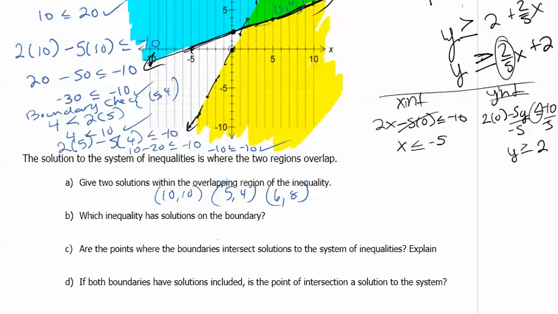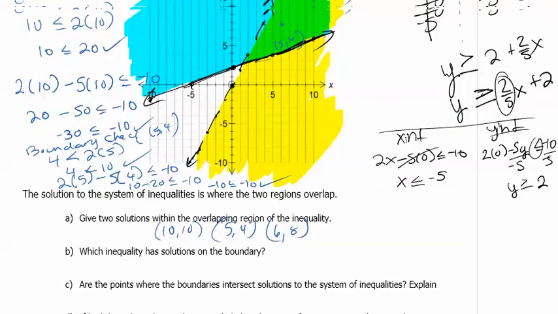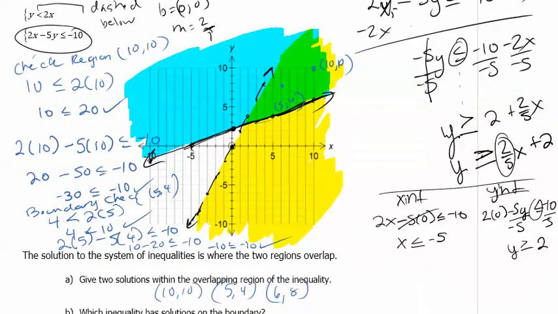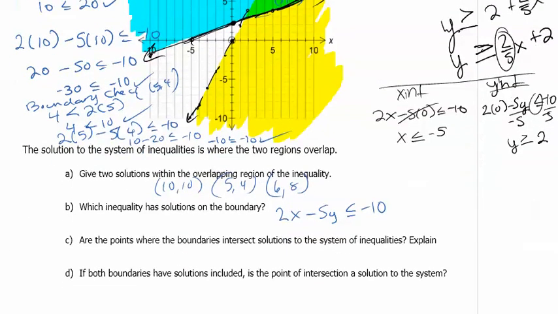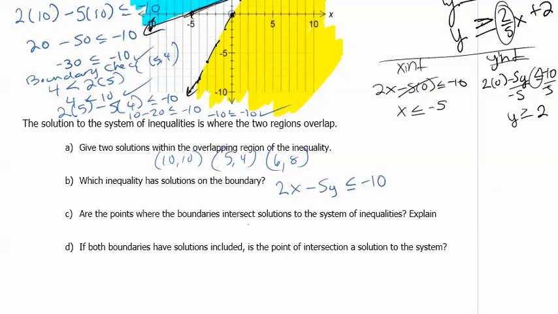Which inequality has solutions on the boundary? Well, obviously the second inequality, where it's less than or equal to, and it ends up being greater than or equal to. So I'm going to put the original, 2x minus 5y is less than or equal to -10. Okay, that one actually has solutions on the boundary. And then it says, are there points where the boundaries intersect that are solutions to the system?